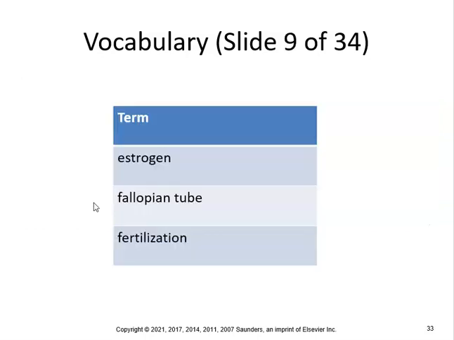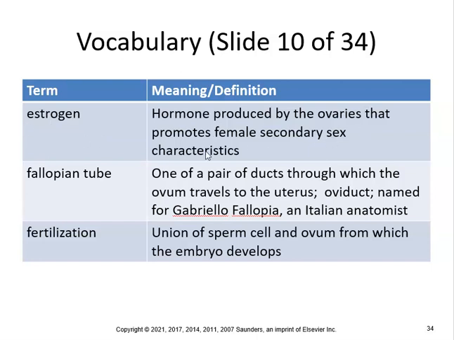Estrogen, fallopian tube, fertilization. Estrogen is a hormone produced by the ovaries that promotes female secondary sex characteristics. The fallopian tube is one of a pair of ducts through which the ovum travels to the uterus. Oviduct, named for Gabriele Falloppia, an Italian anatomist. Fertilization occurs in the distal third of the fallopian tube when the sperm cell and the ovum unite, from which the embryo develops. Again, fertilization can only occur when the sperm and the ovum meet, and there's a small window, about 24 to 36 hours, where that can occur after a woman ovulates.